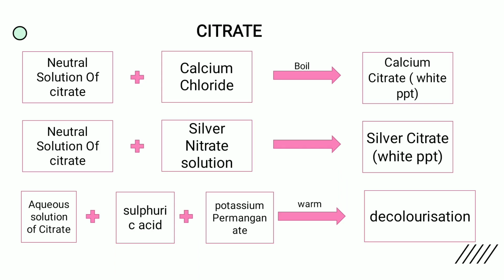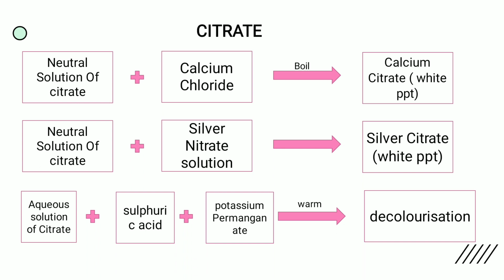Next, for citrate, first we take a neutral solution of the citrate. We make a solution and check on litmus paper whether it is neutral or not. Then it reacts with calcium chloride and we boil the solution. We obtain calcium citrate, observed as a white precipitate. Similarly, in place of calcium chloride we can use silver nitrate. The neutral solution of citrate reacts with silver nitrate solution and is boiled again. There is a formation of a white precipitate of silver citrate.